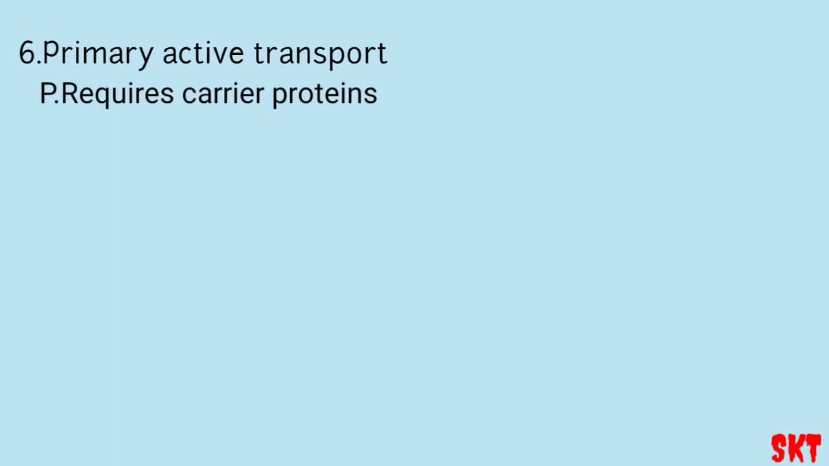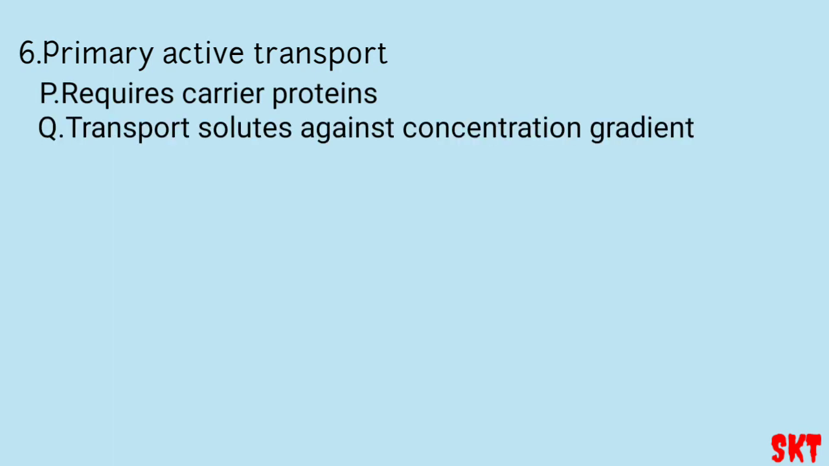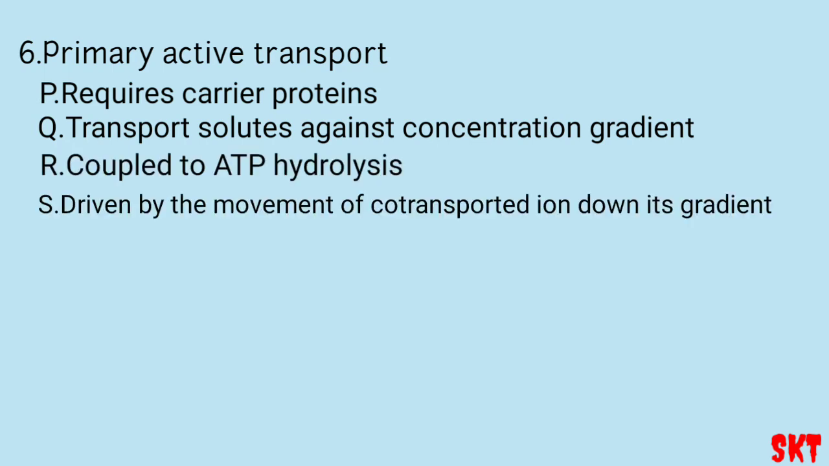The next question, primary active transport. There are four sentences and you have to choose the right ones. P requires carrier proteins. Q transports solutes against concentration gradient. R coupled to ATP hydrolysis. S driven by movement of a co-transported ion down its gradient.